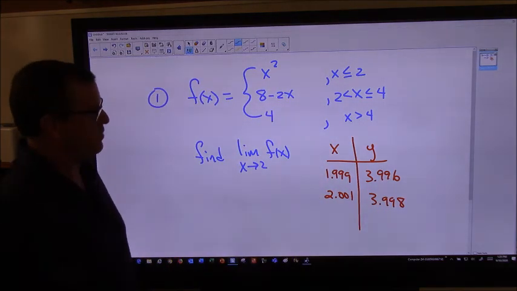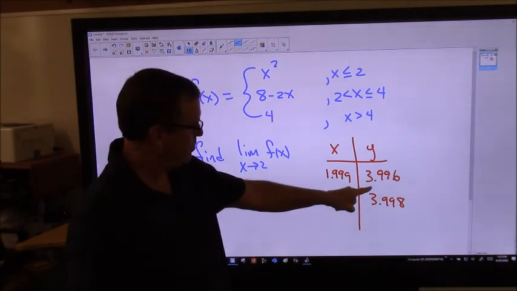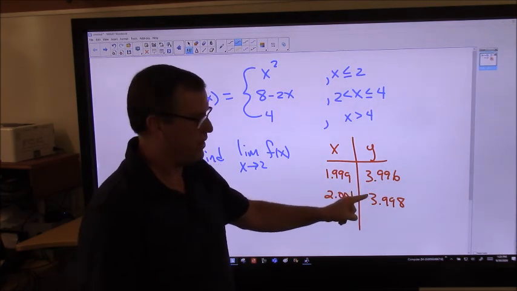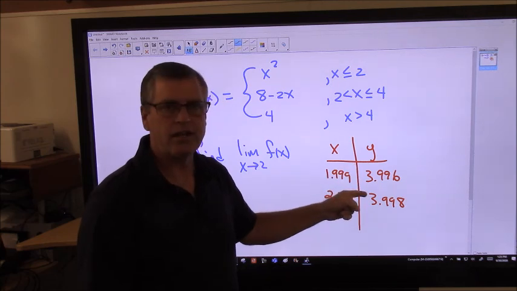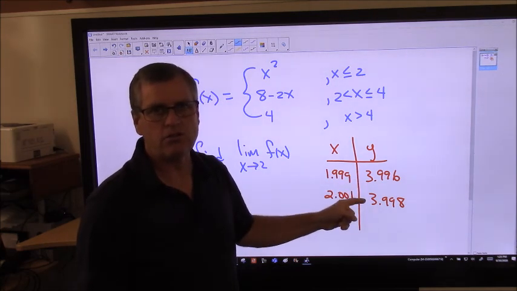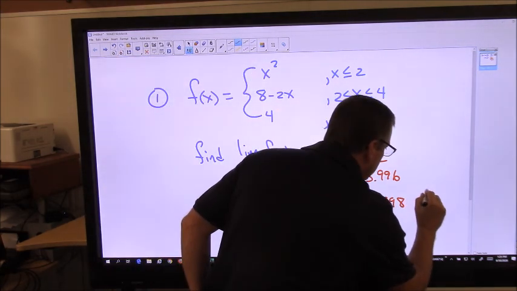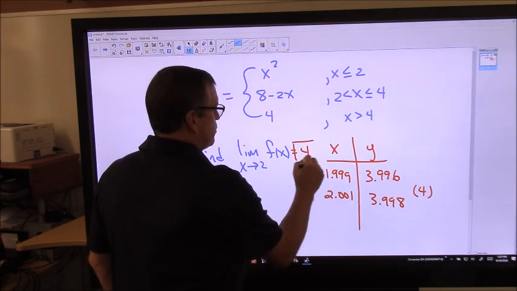So I would look at those and think to myself, now, this is kind of weird because you look at that and you'd go, well, a number between these would be 3.997, so it must be getting close to that. But I look at it and I go, no, these are both getting close to 4. And so that's the answer to this problem.